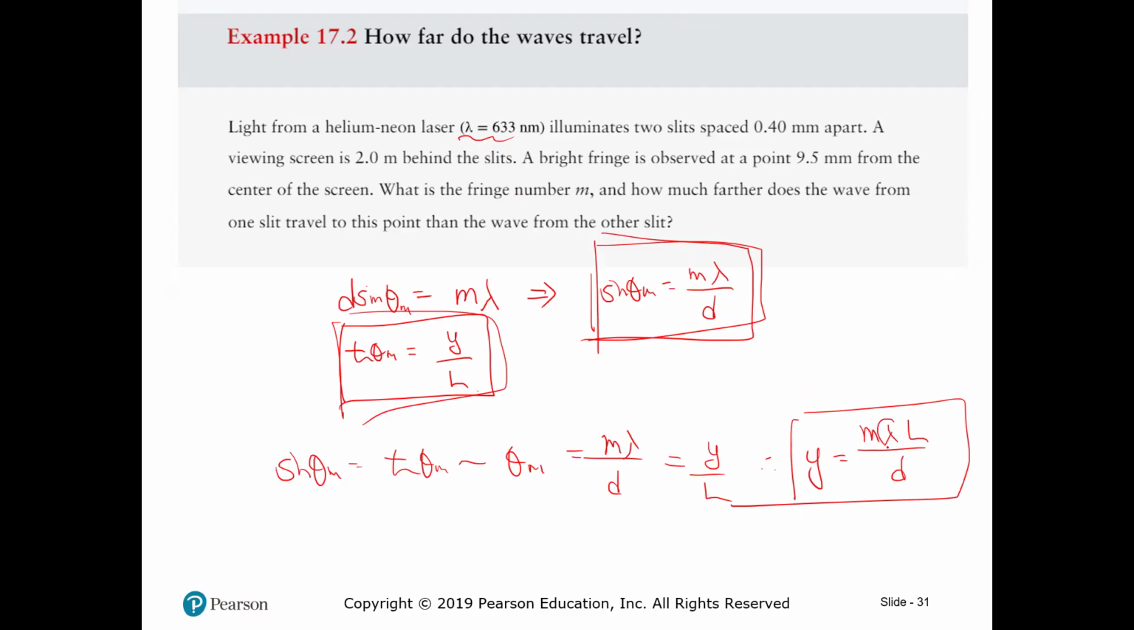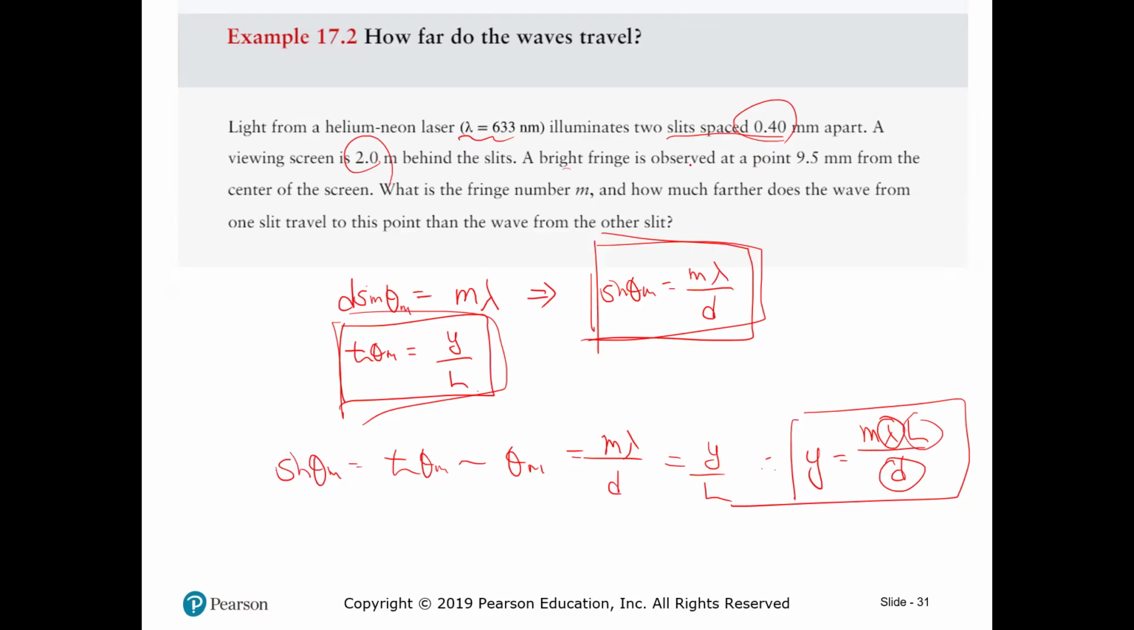So now you know what the lambda is, right? And then the slit spacing is 0.4 millimeter. Of course, you have to convert everything to meters, right? And then the viewing screen is 2 meters. So three numbers are given.